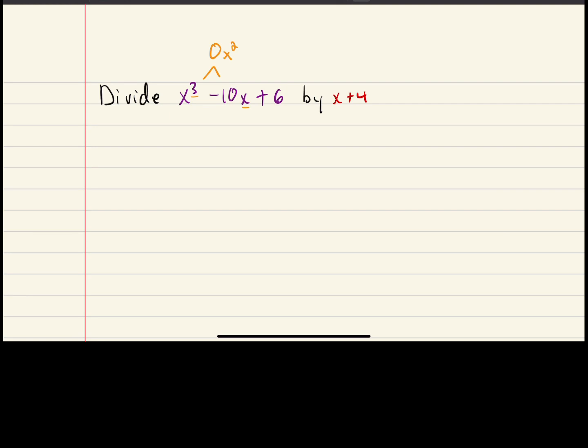So what we're going to do is set this equation up as per usual, x plus 4. And actually, let me give myself a little bit more room here. We'll skip a line, x plus 4 divided by x cubed plus 0x squared minus 10x plus 6. It doesn't really matter if you write minus or plus, so plus 0x squared minus 10x plus 6. Now that we're here, we're going to do the regular process.